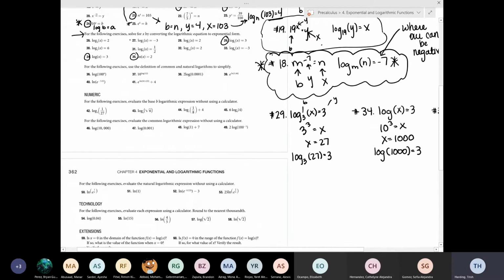What else? Are there any other interesting ones? No, they're all going to be solved similarly. You're just going to take the base, which is right here, raise it to this power, and that will give you your x. So this one would be 9 to the half equals x. But, yeah, we'll start that one.